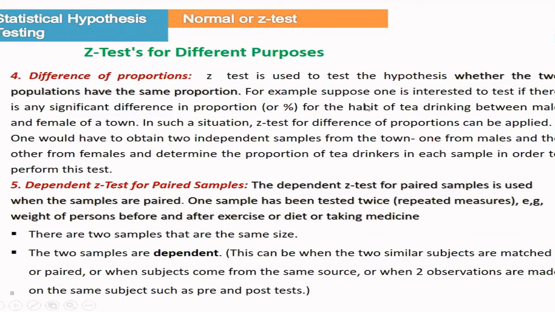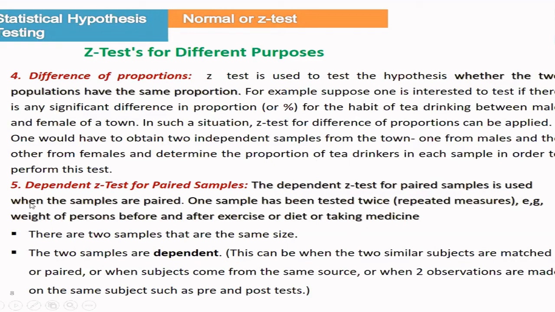So we can test for the two populations, male and female, for the habit of drinking tea, that drinking tea among males is equal to drinking tea among females. So the proportion or percentage of drinking tea, male or female, same or not, we can verify by the proportion test or difference of proportion test by Z test.